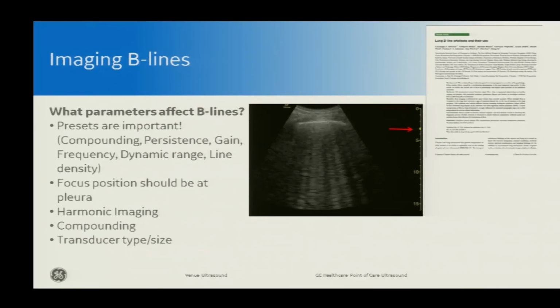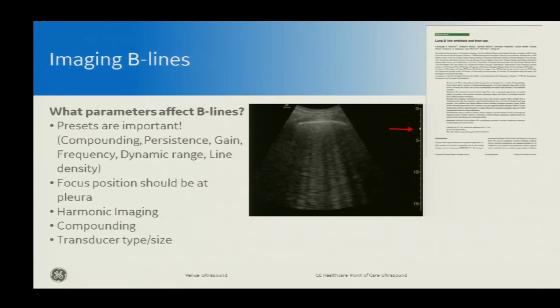So it's really important. Other things like harmonic imaging. Perhaps in the future we may see that we can use harmonic imaging for B-lines, but all of the literature right now is discouraging us from using that feature.